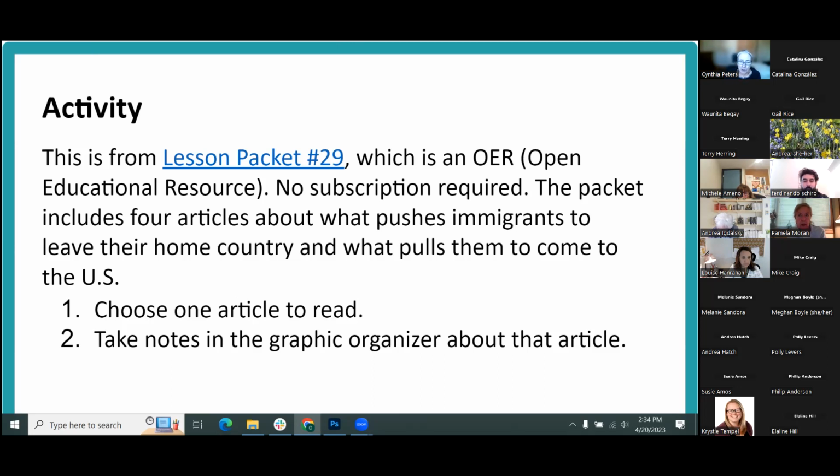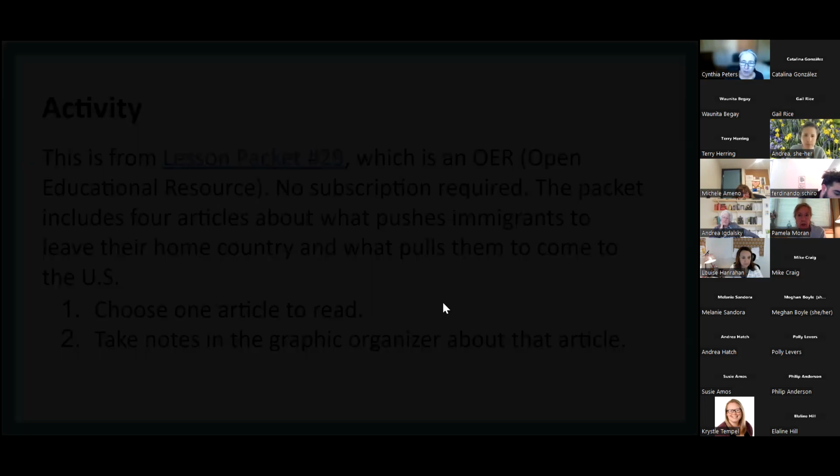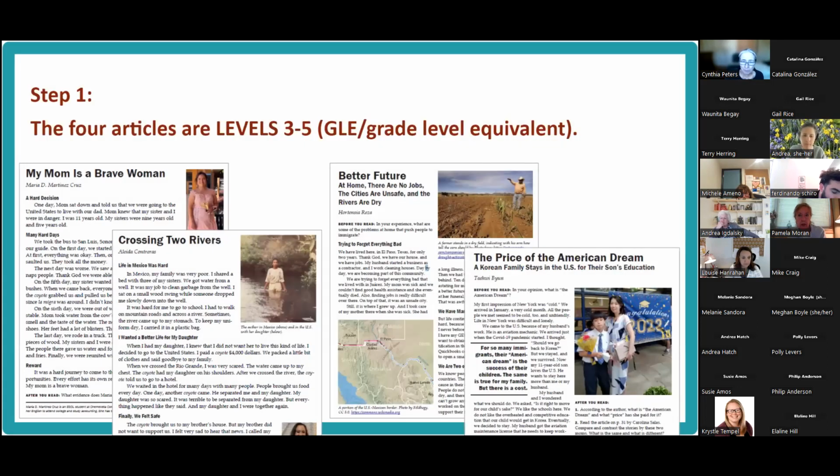The packet includes 4 articles about people telling their immigration story. And then it also includes a graphic organizer. And the graphic organizer is a chance for students to organize their thoughts about what pushes and pulls immigrants to leave their country and come to the United States. So let me show you, first of all, what the articles are.